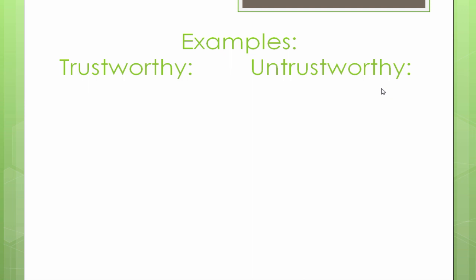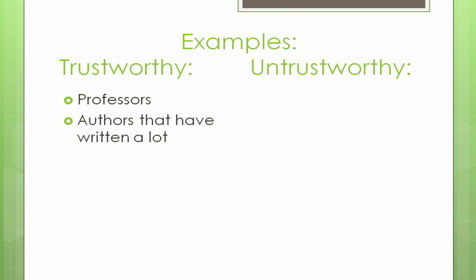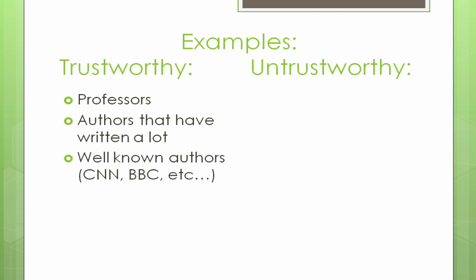Examples of authors that we can trust would be professors, like I was just saying. Professors usually have spent their whole life studying one specific topic, so they can usually be pretty trustworthy. Authors that have a proven track record, so an author who's written, say, 10 books about a specific subject or about other subjects even, they have a lot of credibility because they've done that before. And then well-known big-name players out there, especially news sites, CNN, BBC, they usually have a lot on the line when it comes to their own credibility and their own reliability, and they don't want to make any mistakes, so they usually try to do their best job.